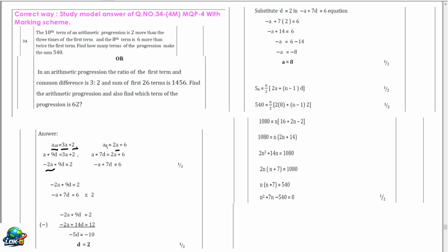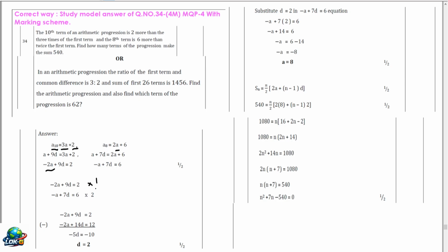And you can take a8 is equal to a8. a plus 7d is equal to 2a plus 6. Take a to the left, you will get minus a plus 7d is equal to 6. Now you can use the elimination method with minus 2a plus 9d is equal to 2.